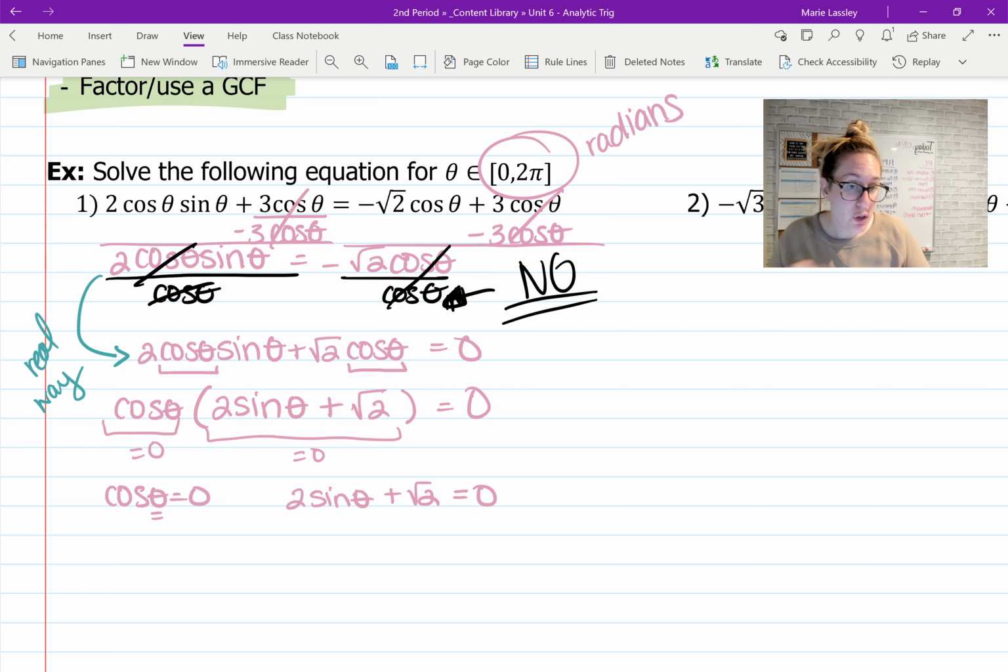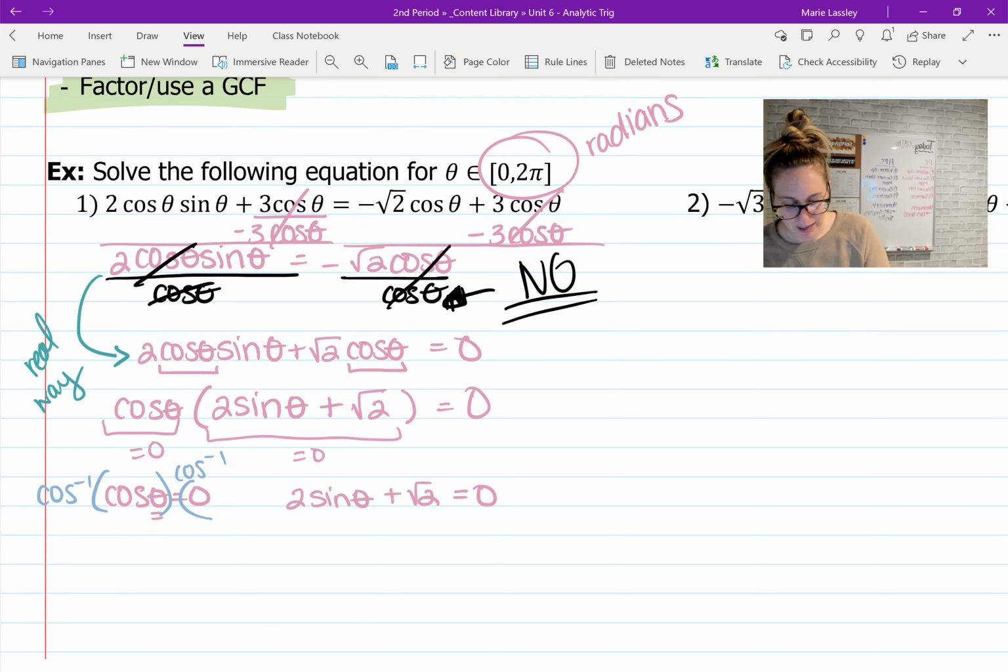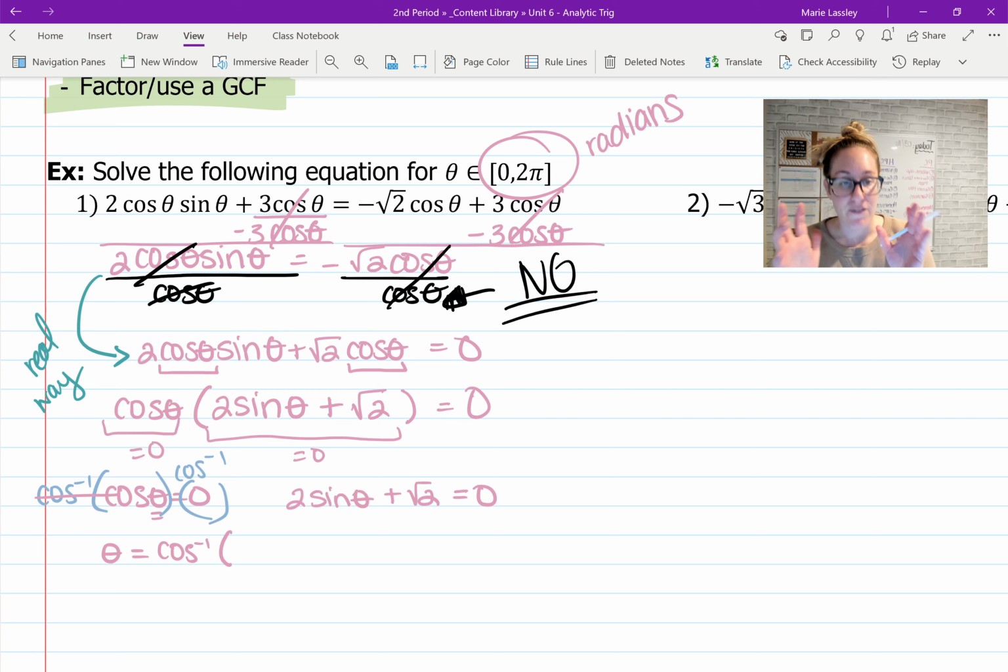In order to undo cosine, you take the inverse cosine of both sides. So we have inverse cosine, inverse cosine. Now theta's by itself because those two cancel, and then we have inverse cosine of 0. Remember, when you have an inverse, that means what's in the parentheses is the value. You're looking for the angle that has that value.